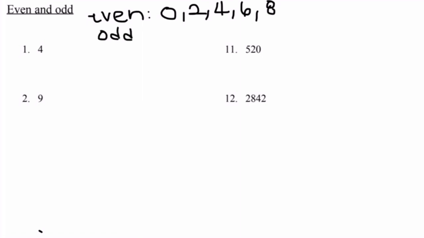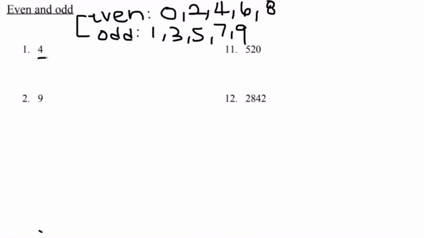Our second topic is even and odd numbers, and it's asking us to identify which numbers are even and which numbers are odd. First, before we get started, let's identify our even and odd numbers. Our even numbers should be 0, 2, 4, 6, and 8. And our odd numbers should be 1, 3, 5, 7, and 9. Taking this into consideration, let's try solving the problems below.